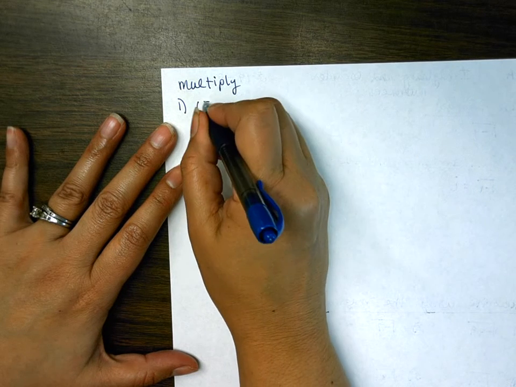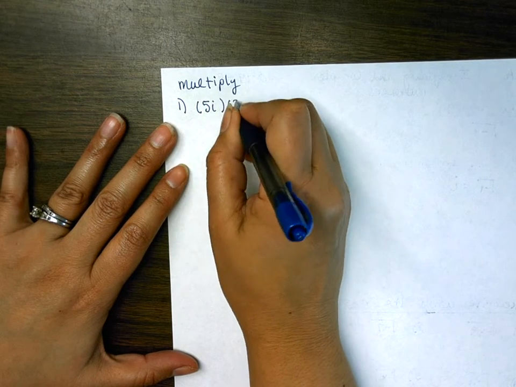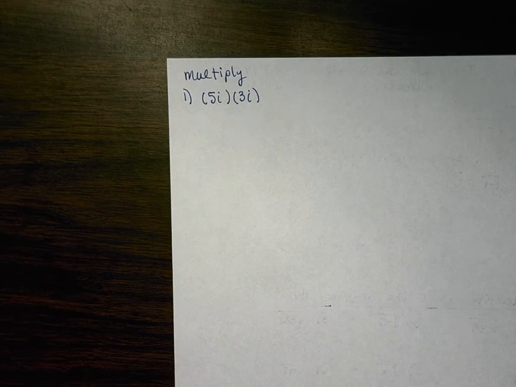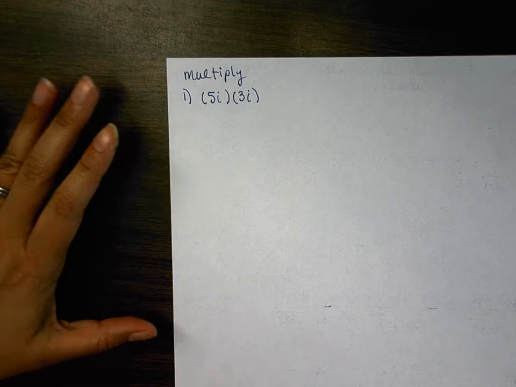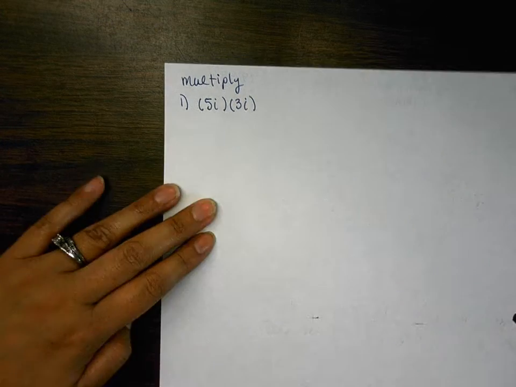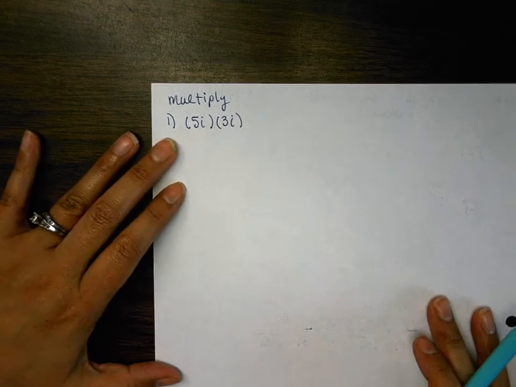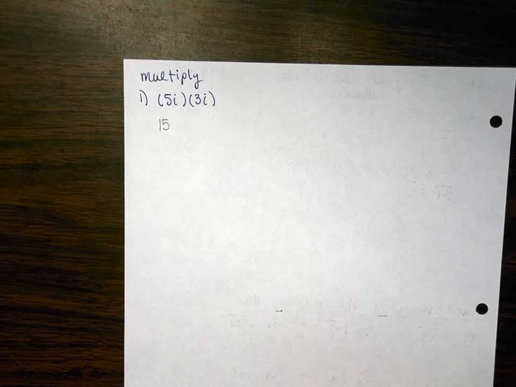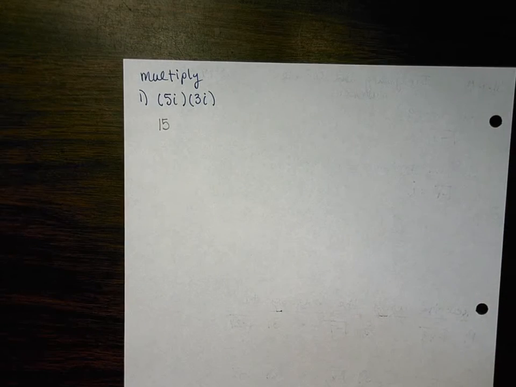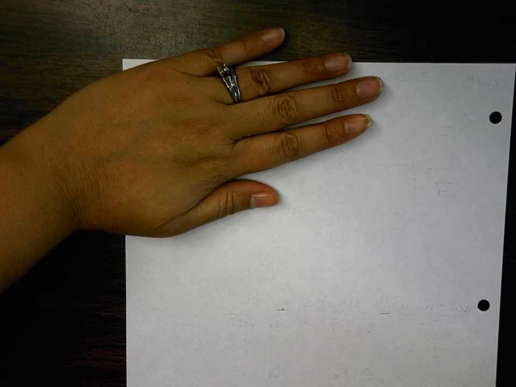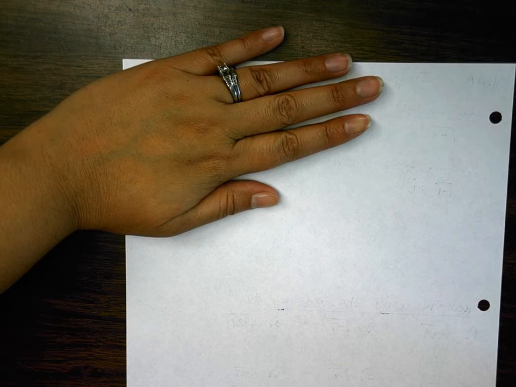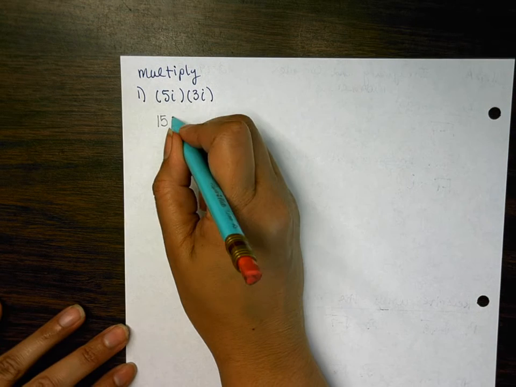Number 1, 5i times 3i. We multiply as usual. What's 5 times 3? And you multiply i's just like you would x's. So pause on this. What's x times x? And do not say 2x. What's x times x? X squared.